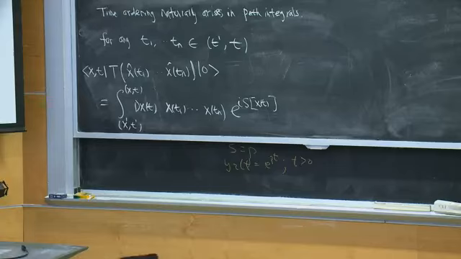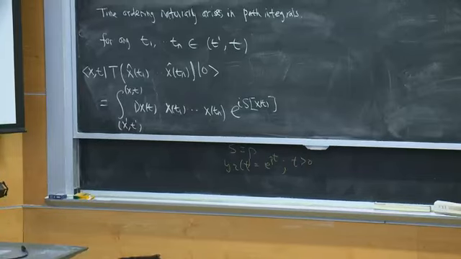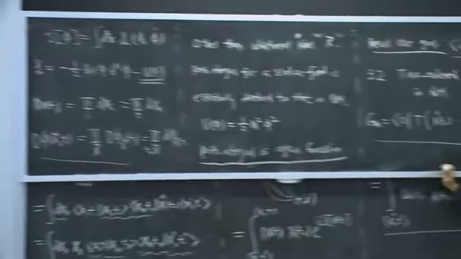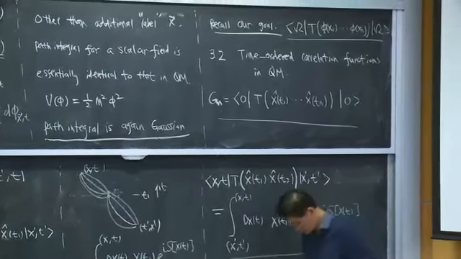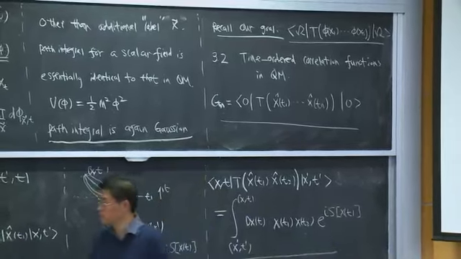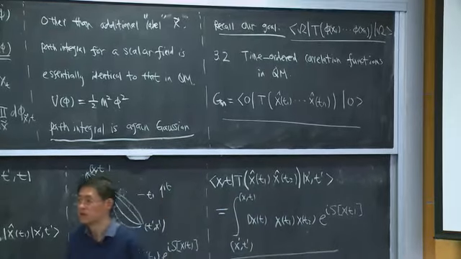So that's why we said earlier that our goal is to compute this object. Using path integral to compute it is very natural, because the time ordering is very natural from the point of view of path integral. Okay, yes?